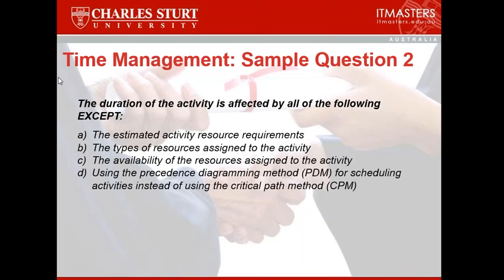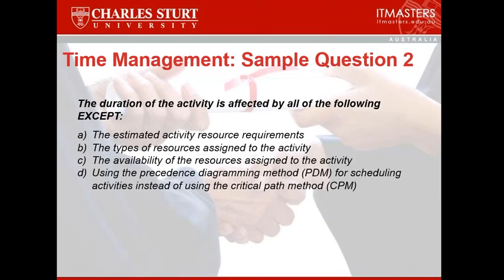We got D's, C's, A's, quite a good selection of answers. The duration of activities is affected by the estimated activity resource requirements, affected by the type of resources assigned to the activity, and it's affected by the availability of resources assigned to the activity. So it's affected by all these things, the duration. So using the precedence diagram method for scheduling activities instead of using critical path, that doesn't make too much sense. So if you don't really understand what it is, it's probably the answer that you're looking for.